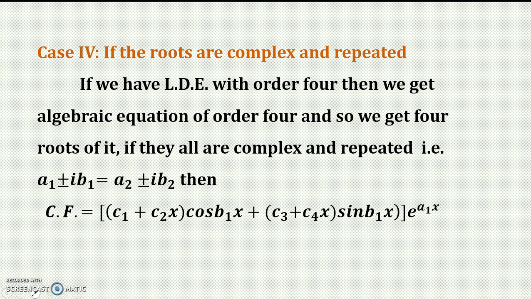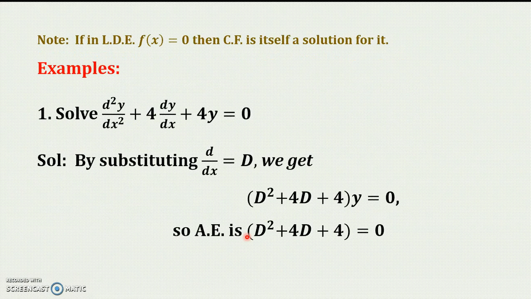Similarly, if the roots are complex and repeated, again we take a linear differential equation of order 4. We get an algebraic equation of order 4, and so we get 4 roots. If they are complex and repeated, that is a1 plus minus i b1 equal to a2 plus minus i b2, then the complementary function becomes like this: (c1 plus c2x) cos of b1x plus (c3 plus c4x) sin of b1x, whole bracket into e raised to power a1x. To get this case clearly, we see some examples.